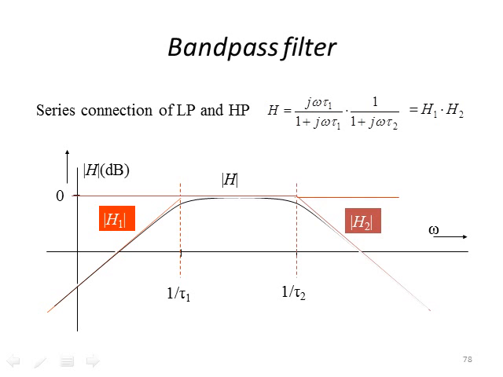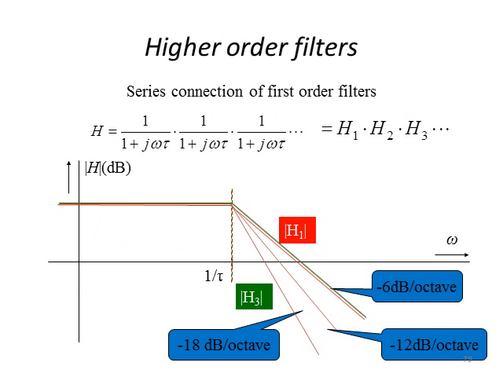Bandpass filters, if you want to do a series connection of low pass and high pass filters, you can basically make a ladder network to filter them out, and then you have the two frequency responses here.